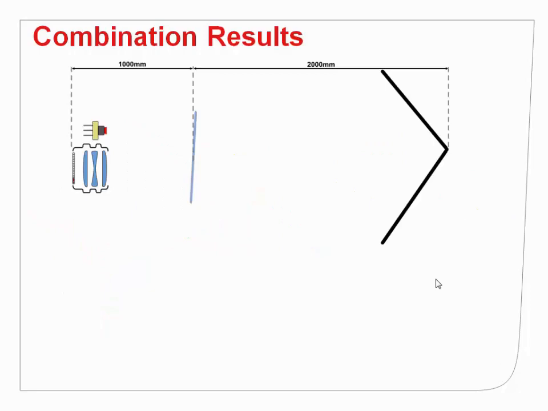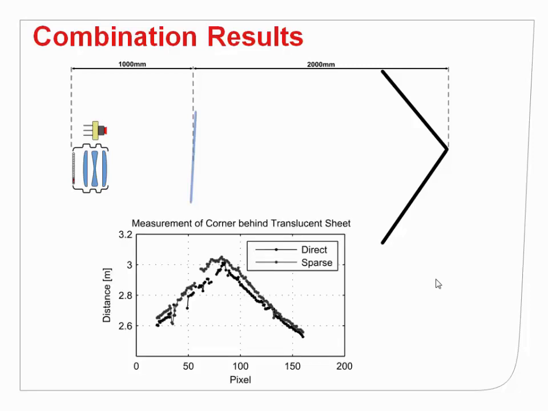So what we decided to do is perhaps we can combine the two results. We placed a translucent sheet a meter in front of the camera and we placed the corner 2 meters behind the translucent sheet. By combining the coded time of flight and direct and global separation, we're able to measure this graph. The black line, the direct line, is what we measure from one slice to the corner by the combination of both techniques, and the sparse line is what we measure just by doing the coded time of flight. So you don't actually recover the corner properly, but you don't get interference from the translucent sheet.